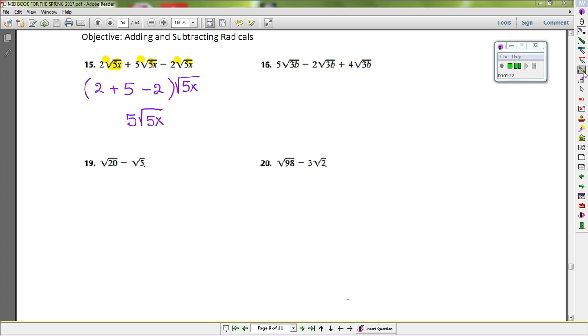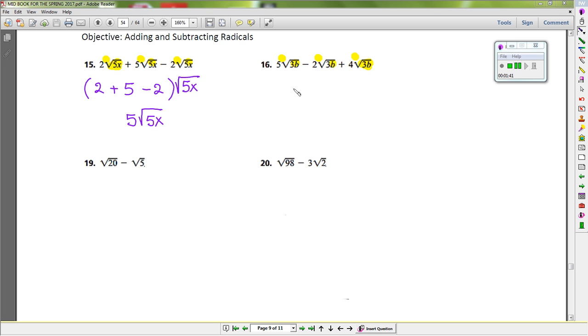So let's move on to number 16. Again, we have to make sure that they have the same radicand. So this is 3p, 3p, 3p. Now make sure they have the same index, or the root. We don't see anything, so by default it will be 2. So they're all like radicals.